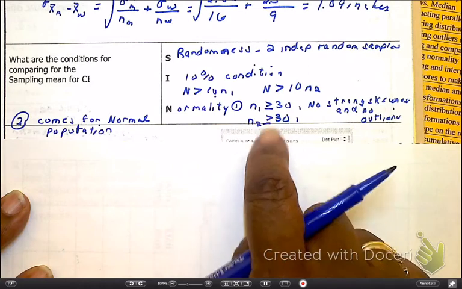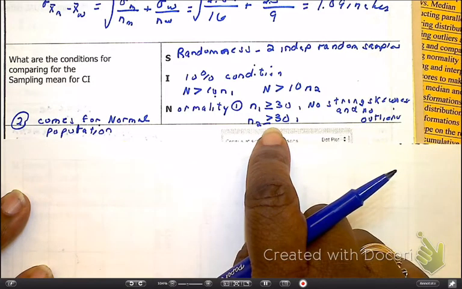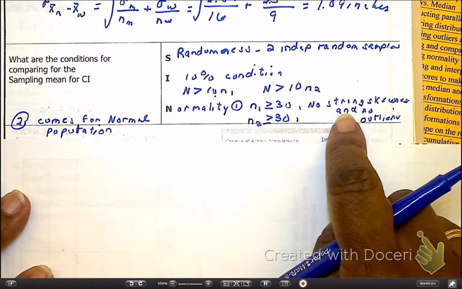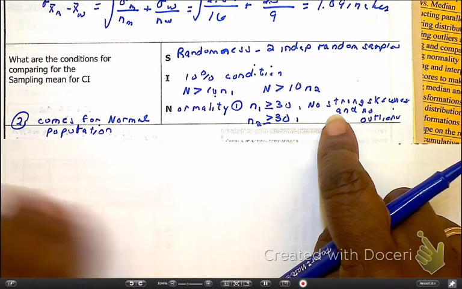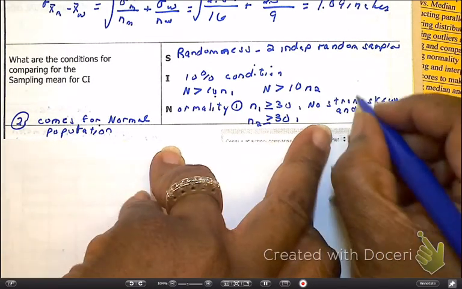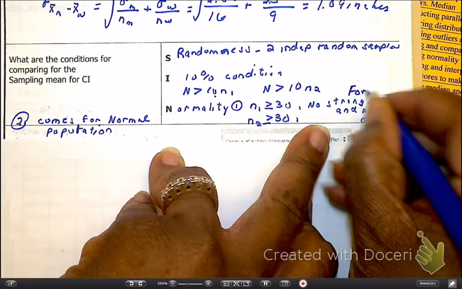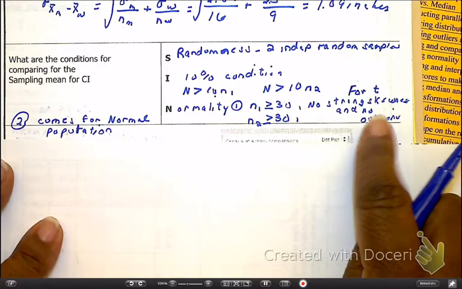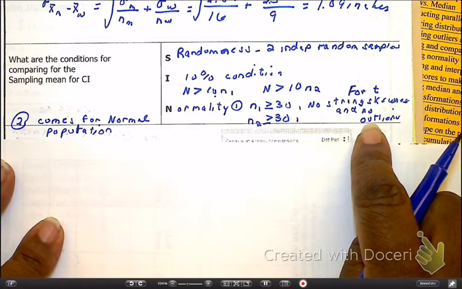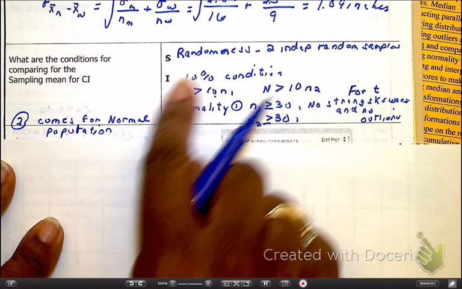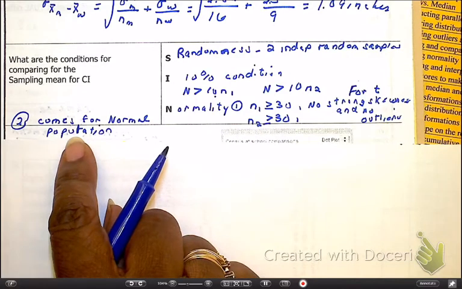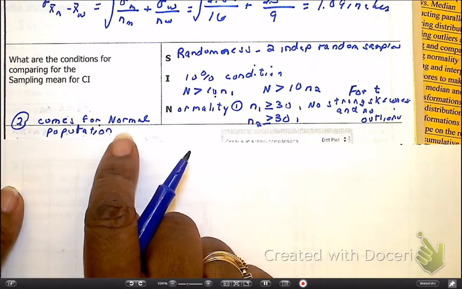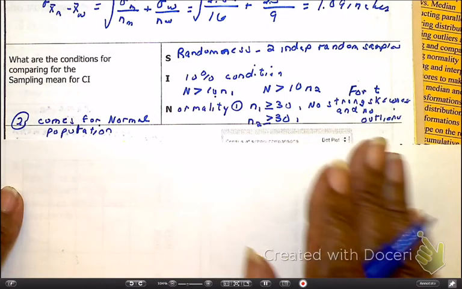Here, normality. Remember, this has to be true of both samples. And remember, if this is a t distribution, so for a t, you can have no strong skewness and no outliers. And I forgot to mention this over here, but I mentioned it earlier, okay? If it comes from a normal population, game on.